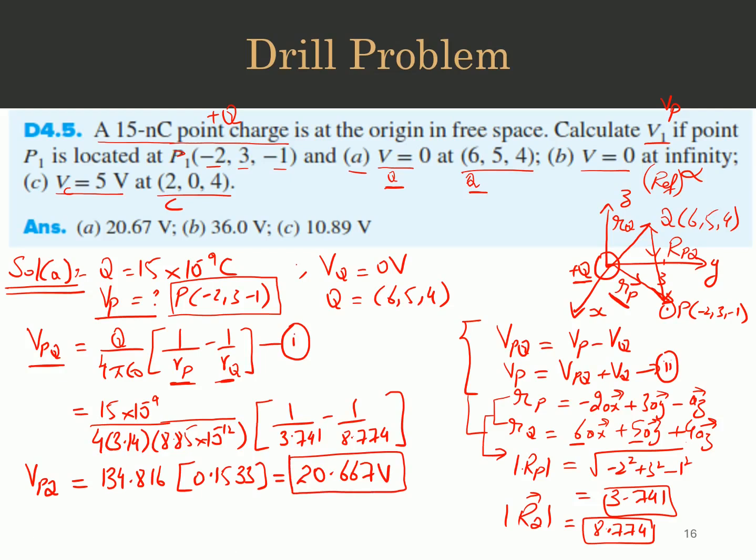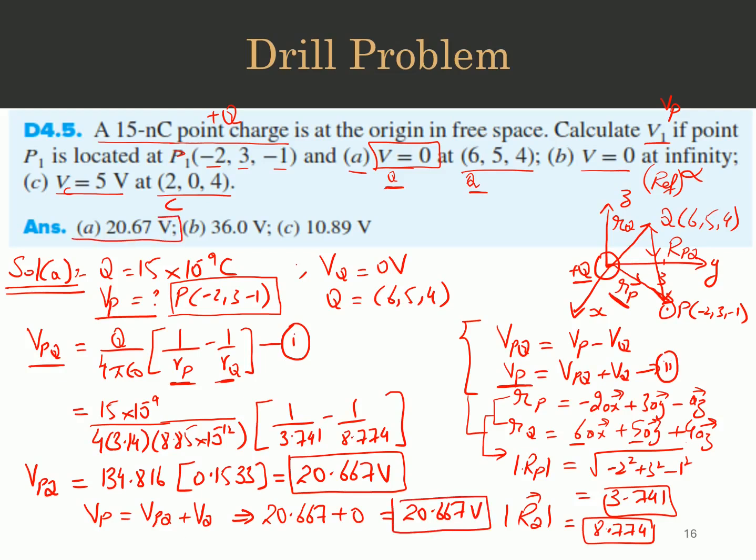So this is the potential difference between P and Q. But now we want to find V of P. So from equation 2 we can find V of P is equal to VPQ plus V of Q. Where VPQ is 20.667 and VQ is 0, so plus 0 thus gives us 20.667 volts, and this is the answer for the first part, and we can see that we are getting the same answer as provided to us in the form of a hint in the question. So this is the solution to the first part.